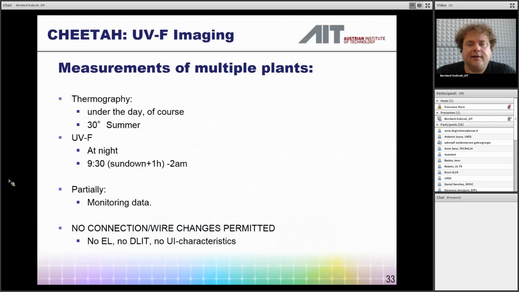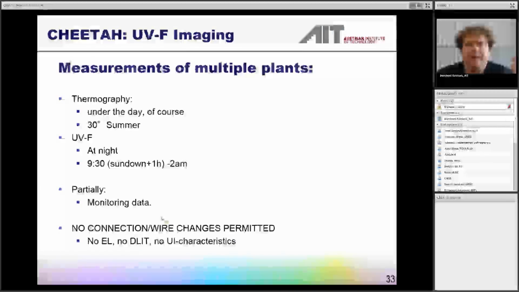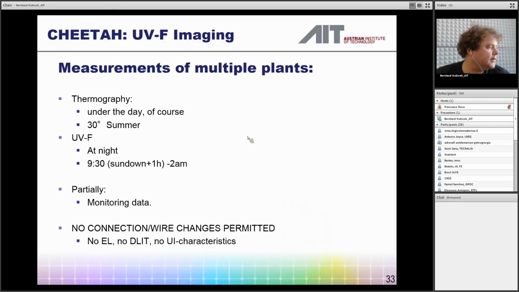So for this test, we wanted to know what we can use UV fluorescence for. What's the best use case? And we compared it with the most common method, thermography. I will wait so the slides can update. Yeah. So thermography, of course, you do during the day. If it's warm outside, clearly it's sunny, you do it.